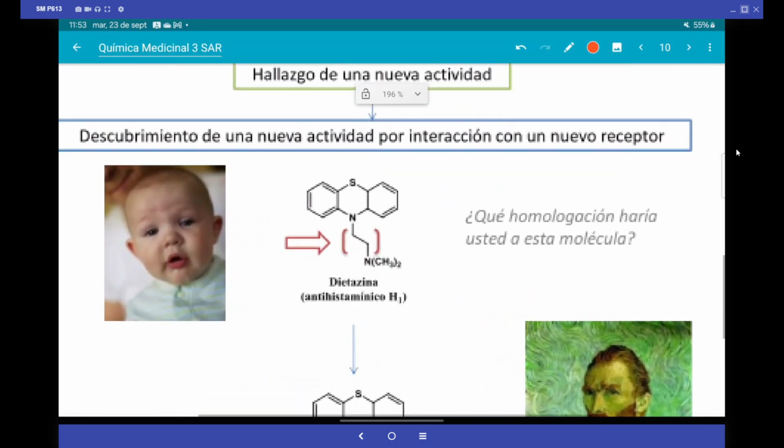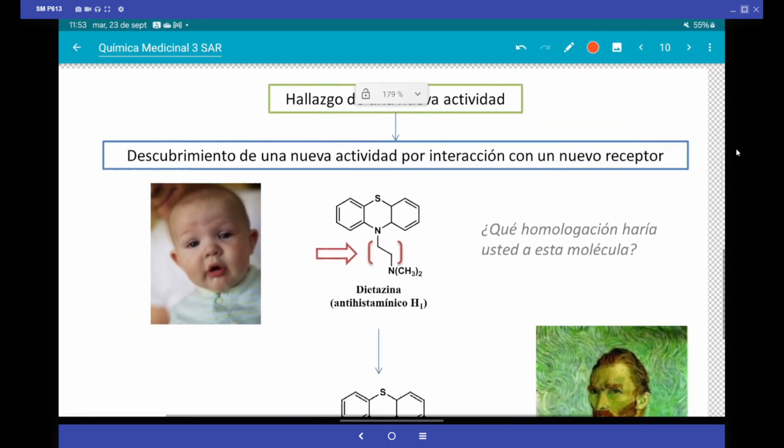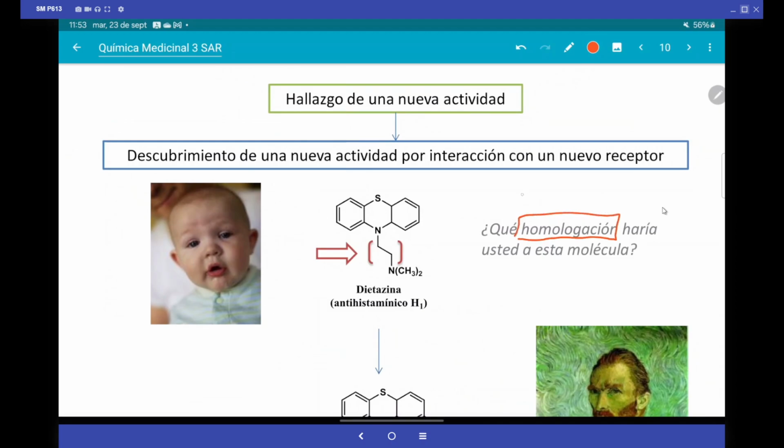Then, when you see a new structure like this, a rational proposal to create a new series would be to modify chain lengths. When there is a chain, for example, it was tried to make a series of antihistamines. An antihistamine is to block nasal secretions, so this antihistamine has an ethyl chain, and therefore homologation. Homologation means playing with one more carbon, one less carbon.